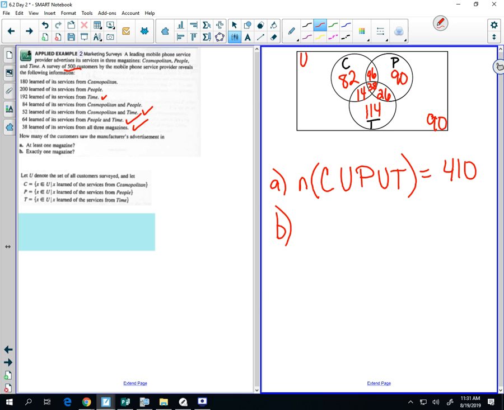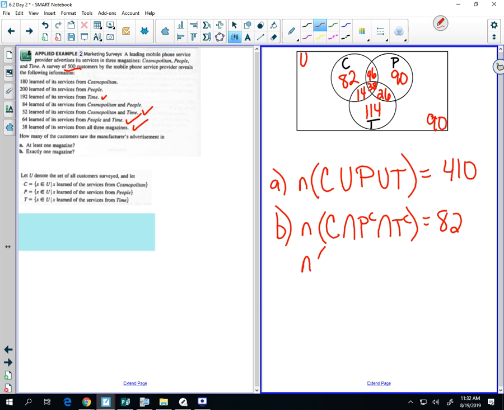Exactly one. Well, exactly one's going to be, that's a lot weirder to write, but let's practice writing it out. Exactly one would be, I want it in Cosmo, but not in the others, right? And so I think that would be, I want it in Cosmo intersect P complement intersect T complement, because that's going to take out the 90 on the outside. And that would just be 82.